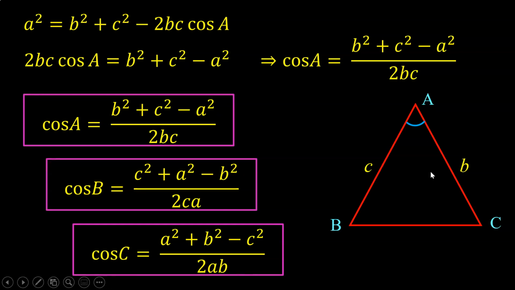Another case where this formula will be used is when we have three sides known. When we have three sides of the triangle known, we can use these formulas and find cos A, cos B, cos C, right? In other words, we can find angle A, angle B, angle C.